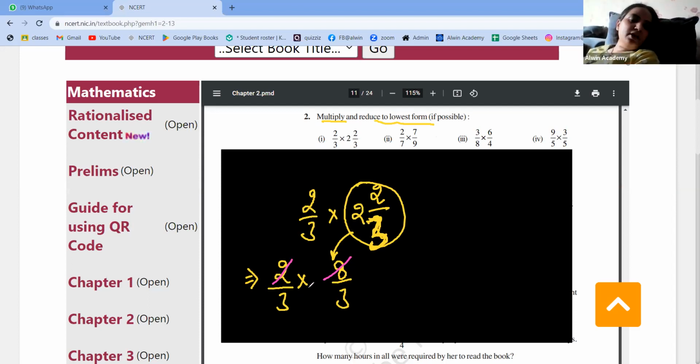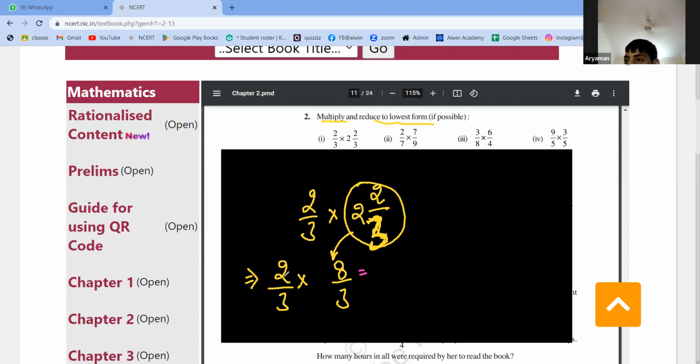Priyansh, can we cut these two numerators? No, ma'am. The numerators. One should be numerator and one should be denominator. What are you doing, Priyansh, beta? Ma'am, you can't cut two numerators.